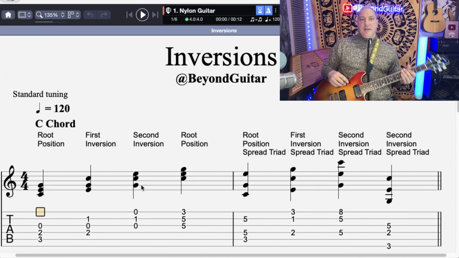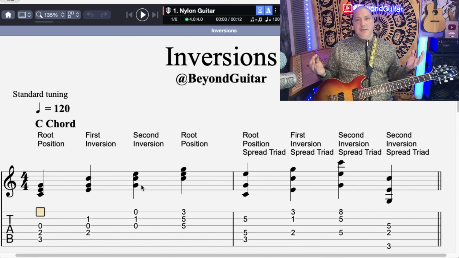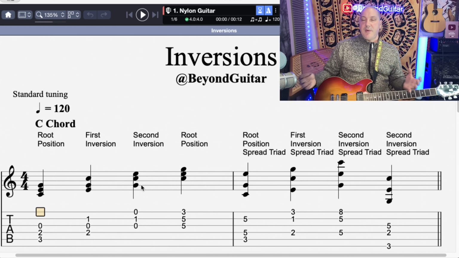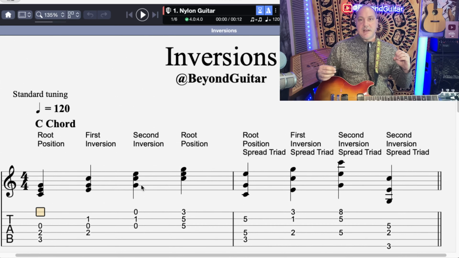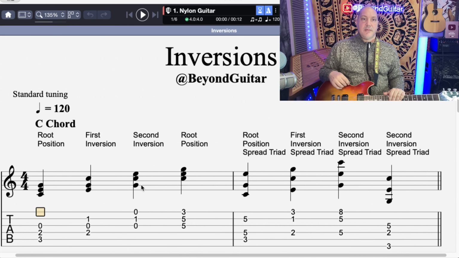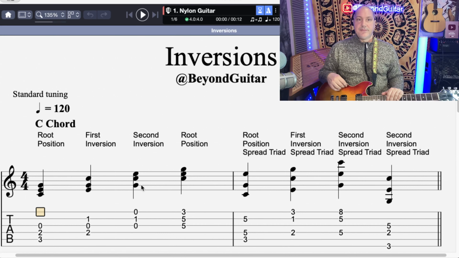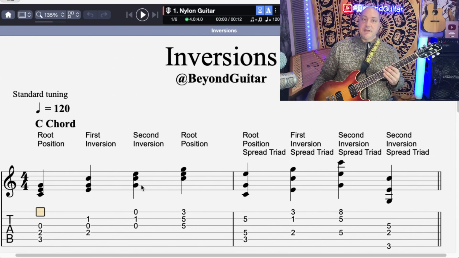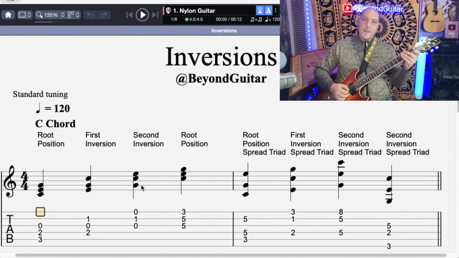Okay, what are all the inversions? We have root position, first inversion, second inversion. Why is it like that? Okay, if C is on the bottom, it's a root position chord. If E is on the bottom, it's a first inversion chord. And if G is on the bottom, it's a second inversion chord. That's it. That's all you need to know about the inversions and how to figure them out.